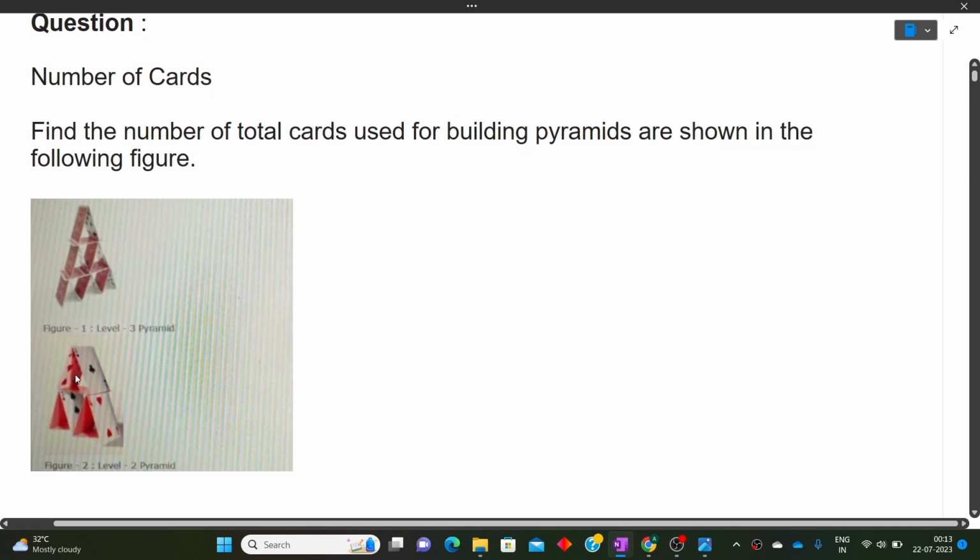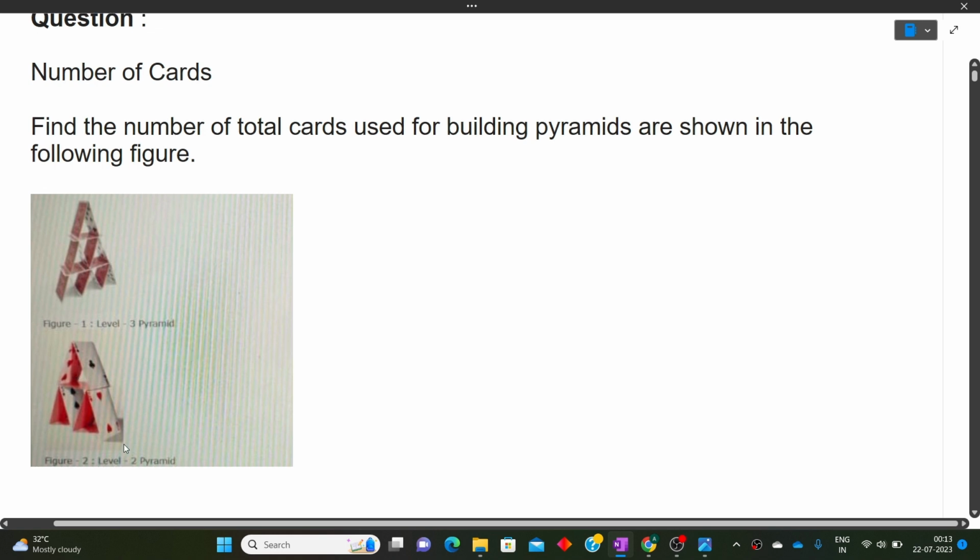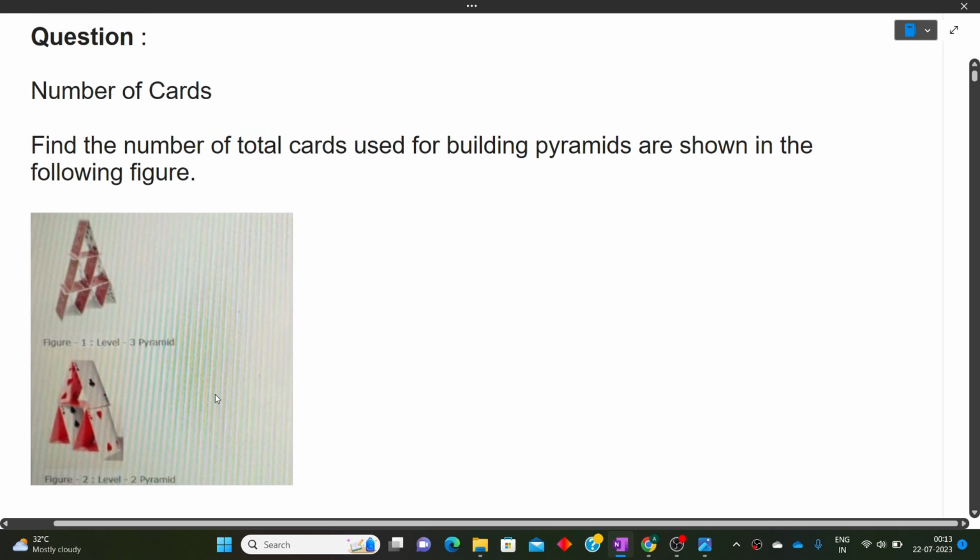In the next image, that is the second image, you can see there are only two levels, this is the first level and this is the second level. Okay, so this is a two level pyramid that has been made with the help of cards. Now in our question, what we have to find is the total number of cards that are used for building the pyramid of the given level. How many levels the pyramid has will be given to you as an input. For example, if the input is 3, that means a 3 level pyramid has been formed. Now you will have to find the number of cards that have been used for making that pyramid.